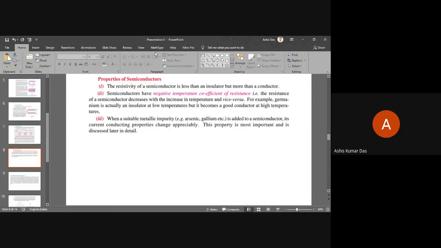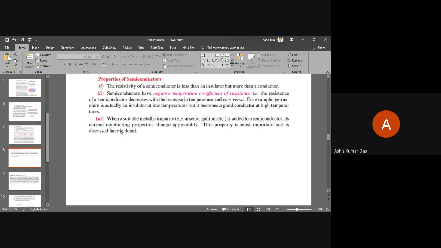Semiconductors have a negative temperature coefficient of resistance, that is, the resistance of the semiconductor decreases with the increase in temperature and vice versa. For example, germanium is actually an insulator at low temperature, but it becomes a good conductor at high temperature. That we have seen. That means this is clarified by using the energy band description.